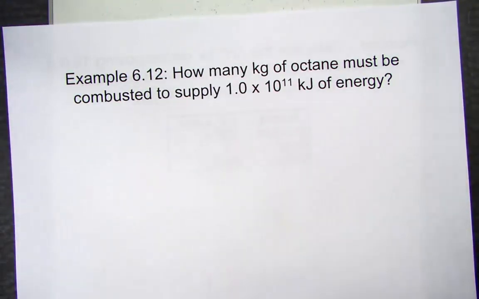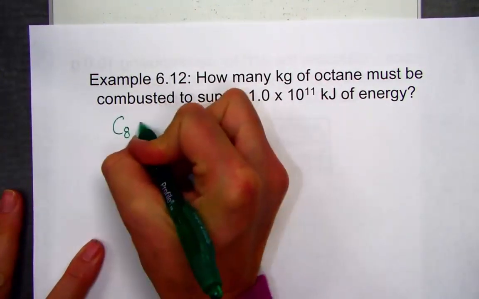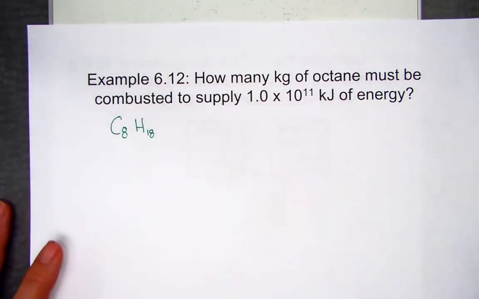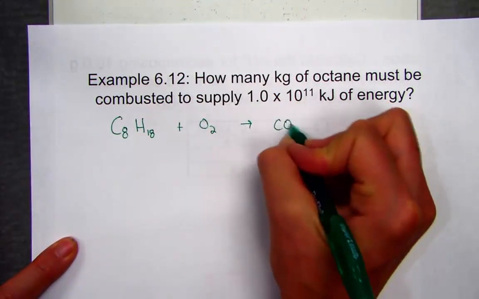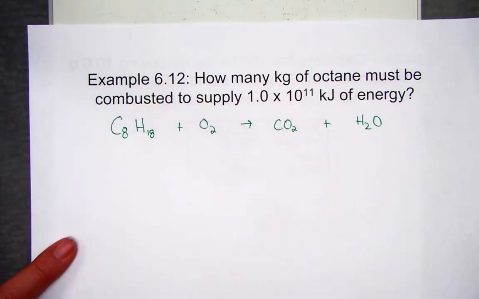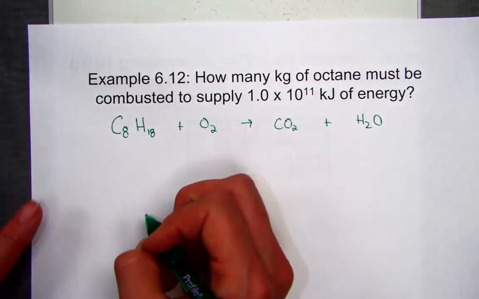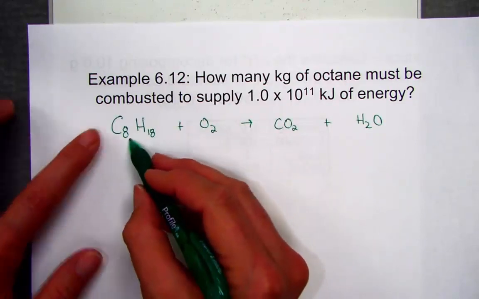How many kilograms of octane, is this on the right slide? Looks like it. How many kilograms of octane, C8H18, that's gasoline, must be combusted? So add oxygen, out comes carbon dioxide and water, to supply 1 times 10 to the 11th kilojoules of energy. Well, let's balance as I'm counting in my head.